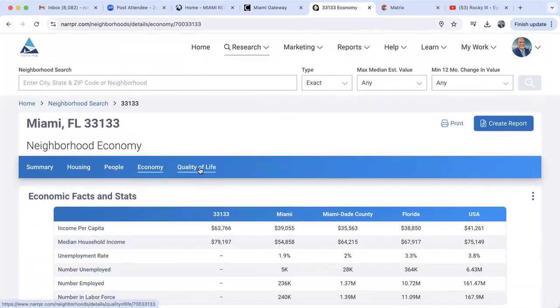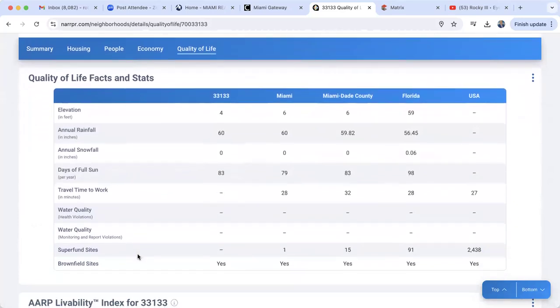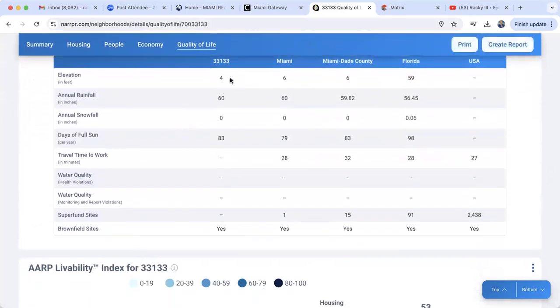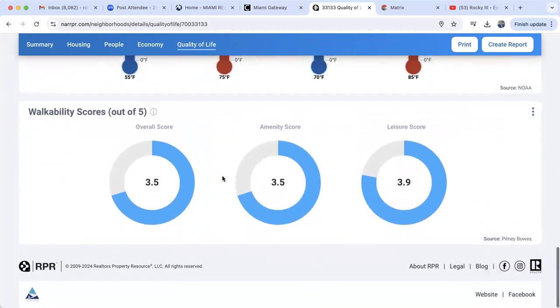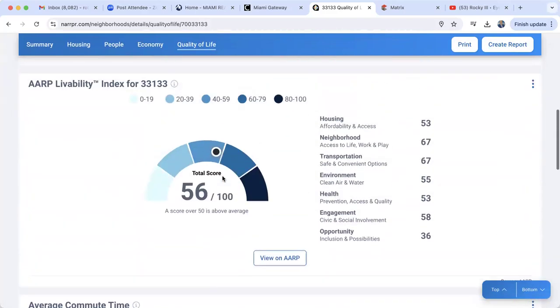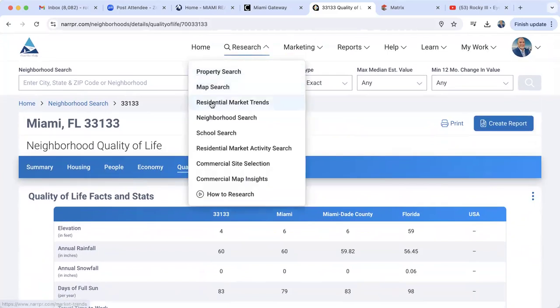And then a quality of life. Quality of life is not a huge factor in South Florida. We get a lot of rain, a lot of humidity, and a lot of sunny days. So we don't have snow and things like that to deal with. All right. So 0 to no elevation, annual rainfall 60 inches. Again, just more information that you can provide your buyers that are interested in relocating to zip code 33133. All right. So use the neighborhood reports.